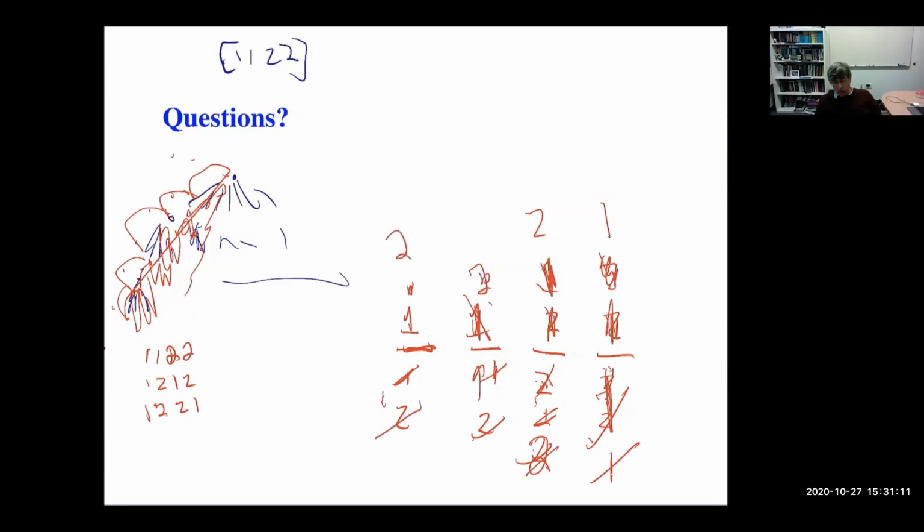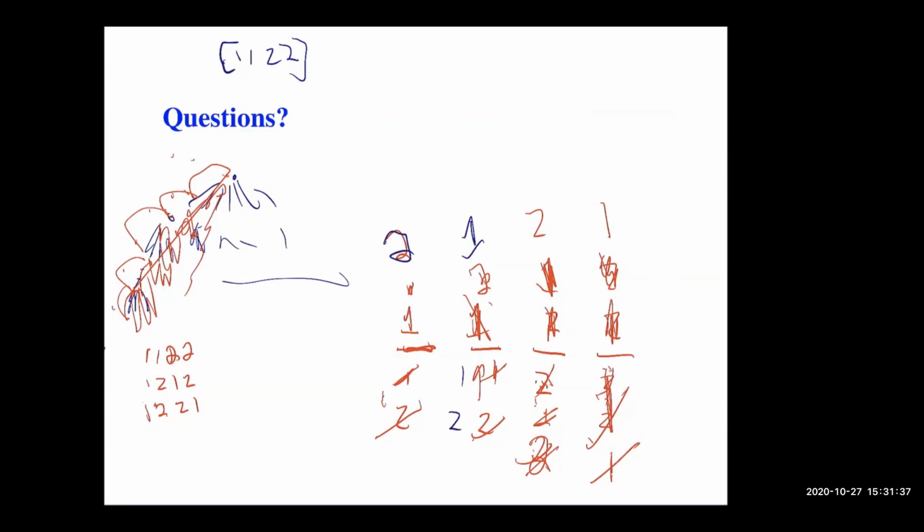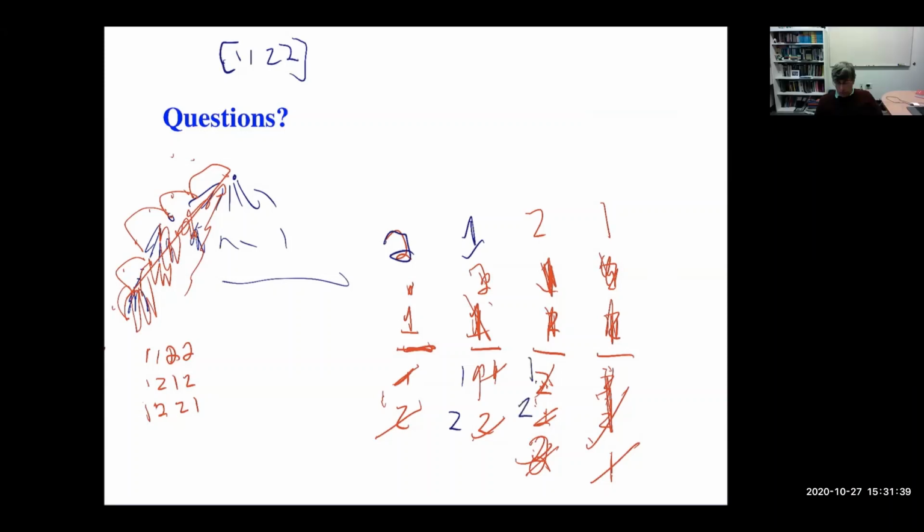Now I put down a 2. Maybe I'll do it in a different color just to make it a little bit more exciting. Now my choices for the second position are what? I'm going to argue a 1 or a 2. If I put a 1 in there, what choices do I now have for the third position? 1 or a 2. I put in a 1.